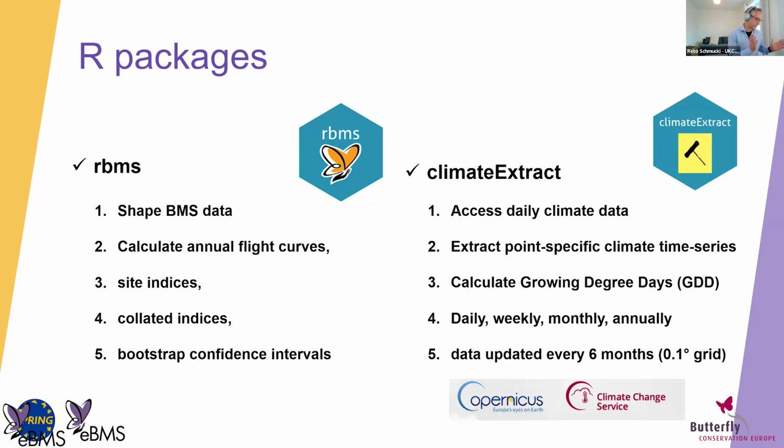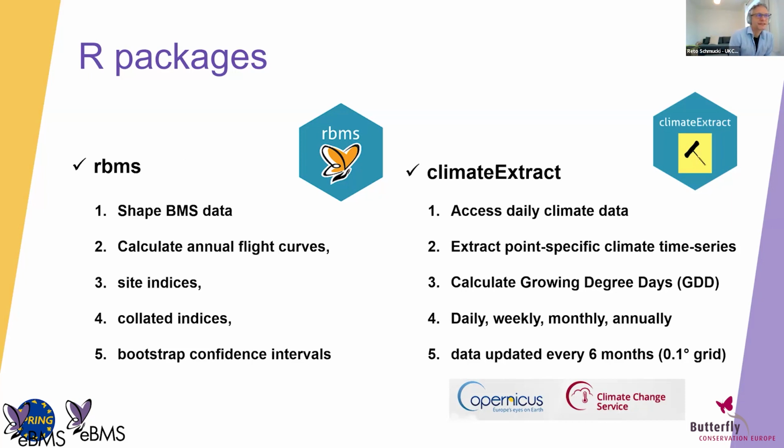You can change the start date of your monitoring. It can also be a winter monitoring if you're in the other hemisphere, or if you're monitoring across multiple seasons. You can calculate site index. So these are relative abundance indices at the site. You can calculate collated indices for a region, for a national scheme, for a BMS, or for a larger region. And you can use Bootstrap to calculate the confidence interval around those collated indices, and also around your site indices.